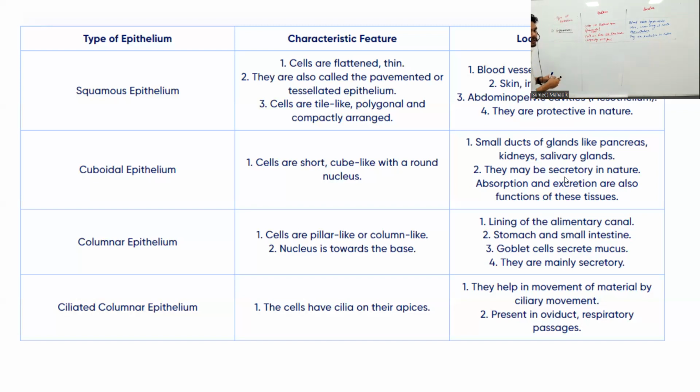Okay. Now, the next one is cuboidal epithelium. What is cuboidal?